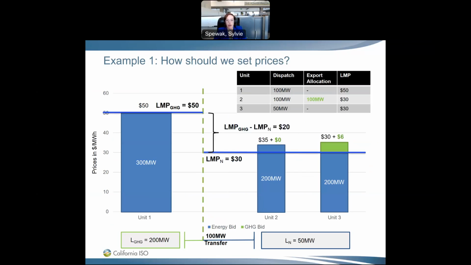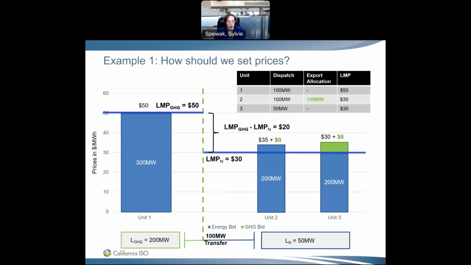Before we move forward, let's check to see if prices so far are efficient. Unit 1 responds to LMP GHG. We only need 100 megawatts of Unit 1, so we shouldn't expect it to receive any surplus payment for this LMP, and indeed it does not. It is indifferent to dispatching across its operational range. LMPN is the price signal for Unit 3, and that's the same thing here, where it's the marginal resource, and so we should expect it to make 0 profit from the LMP in the non-GHG area.